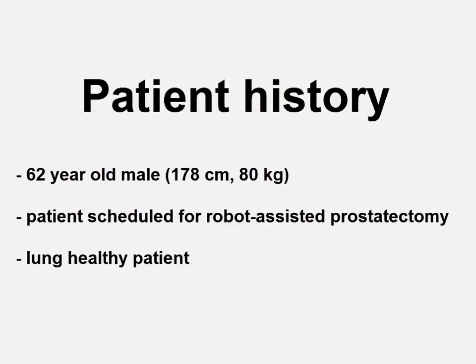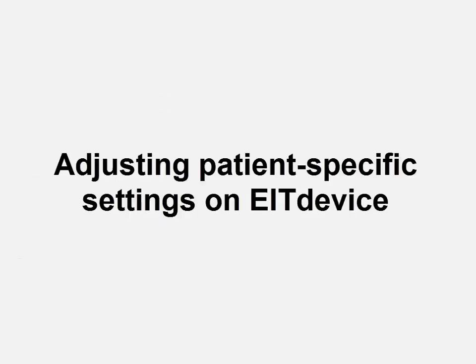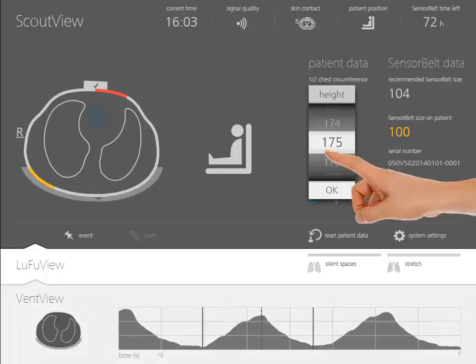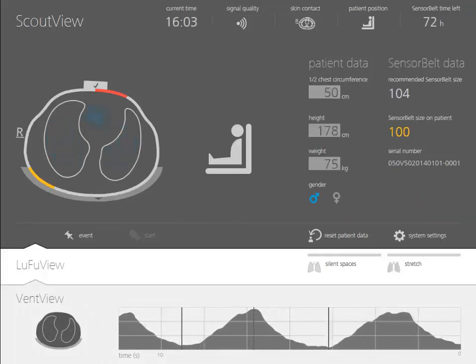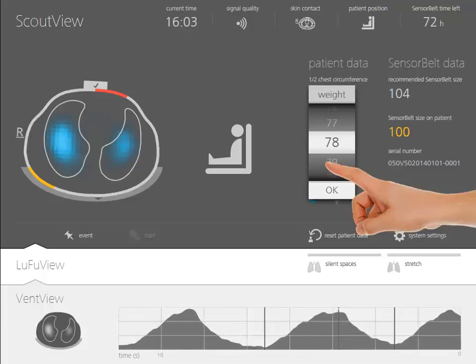We investigated a 62-year-old male scheduled for routine robot-assisted prostatectomy. Before starting the actual EIT measurement, gender, height and weight had to be entered in order to obtain the patient's specific EIT contours.